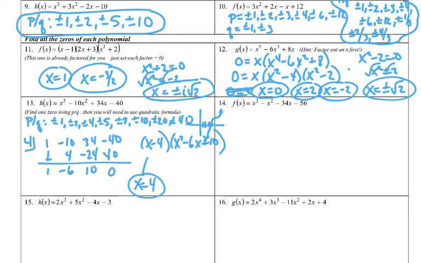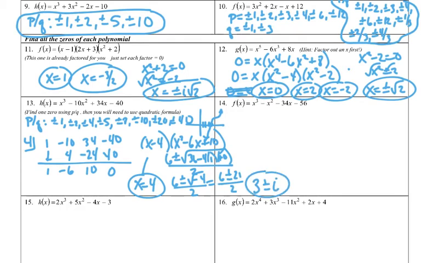x squared minus 6x plus 10, we have to put that in the quadratic formula. b squared minus 4ac, that's a 10 there, by the way, all over 2a. So this turns out to be, I think, negative 4 underneath there, which is 2i over 2. So the final two zeros are 3 plus or minus i. And you got those from the quadratic formula. That doesn't always happen. Like, here's a normal one.